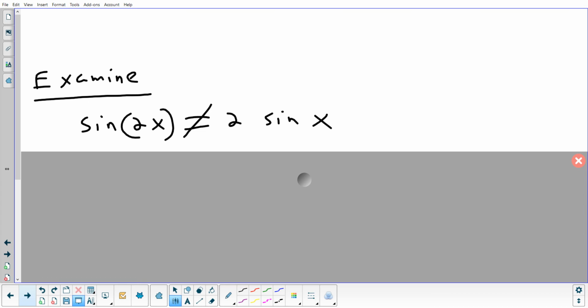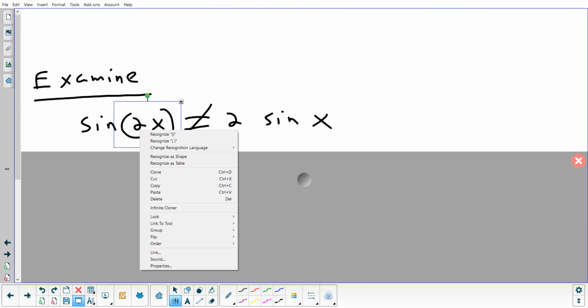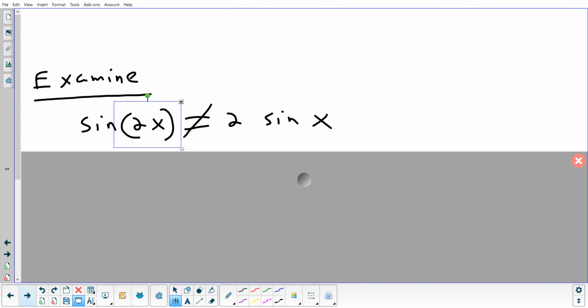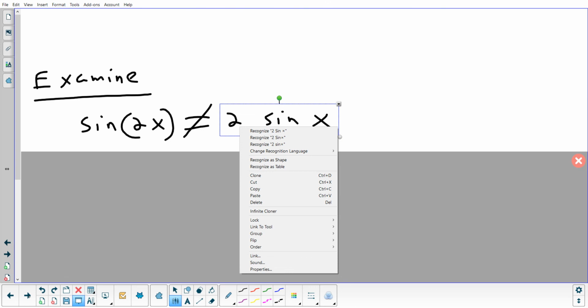Well, you can't just take the 2 and put it in front. That doesn't work. First of all, think of it from transformations. This is a horizontal compression by a factor of 2. This is a vertical stretch by a factor of 2. They're just not the same thing.